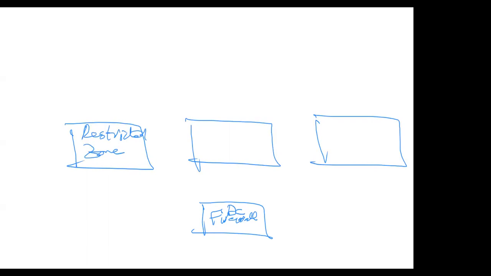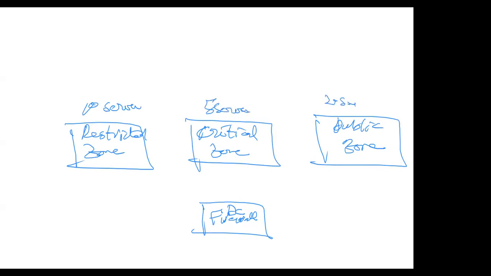One is called critical zone, and another one called public zones. These are hosting the servers and applications of the network. This one has, let's say, 10 servers. This one has 5 servers. And this has 20 servers.